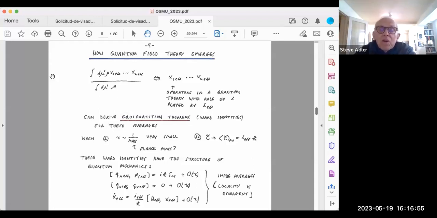The commutator of q_r effective, p_s effective is i h bar delta_rs plus order tau. The commutator of q_r effective, q_s effective is zero. And X dot effective is i effective over h bar, the commutator of H effective with X effective, plus order tau. So you get a Heisenberg equation of motion. So these all come from a generalized Ward identity, or in the form of a generalized equipartition theorem in trace dynamics. So the picture here is that locality as built into quantum field theory is only an average property.